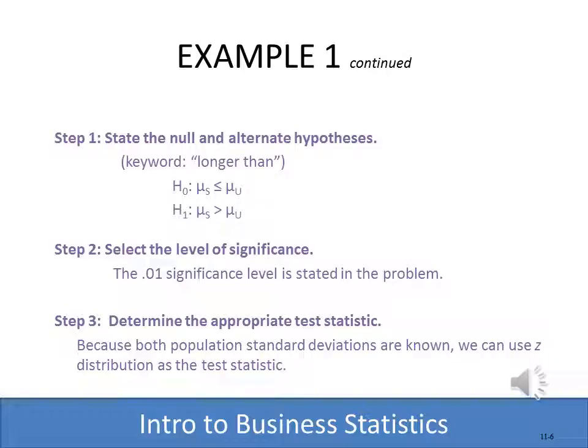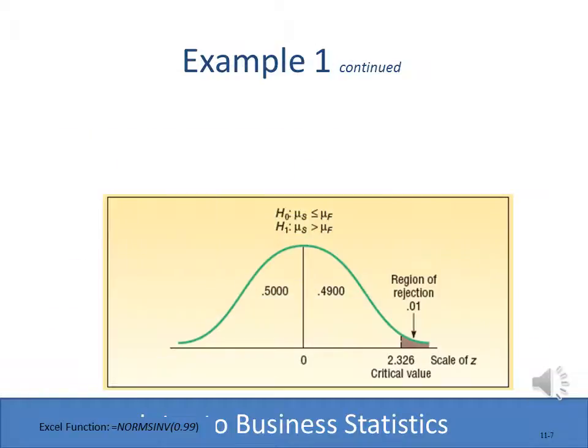Now, we have this level of significance. We're going to use the 0.01. We want only a 1% chance of making a type 1 error. Then we're going to determine the appropriate statistic, and because we know the population standard deviation, we're going to use the z-test.